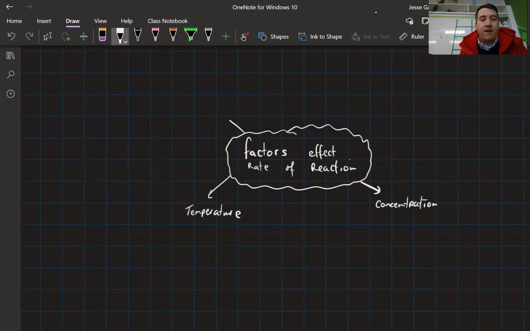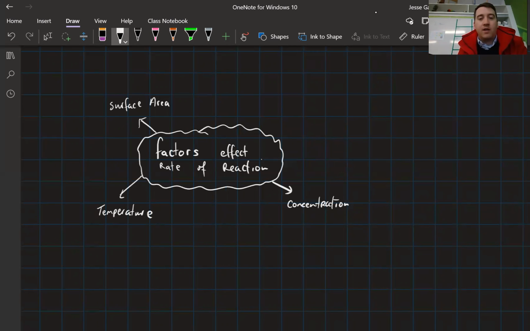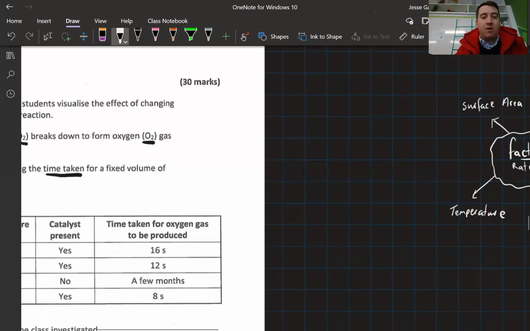A third thing that affects the rate of a reaction is what we call the surface area of the reactants. We can make the surface area bigger or smaller, and we can make the surface area bigger by crushing the substance into smaller pieces. The final thing that affects the rate of reaction is the use of a catalyst. A catalyst is a substance that speeds up a chemical reaction. So these are the 4 factors that affect the rate of a chemical reaction.